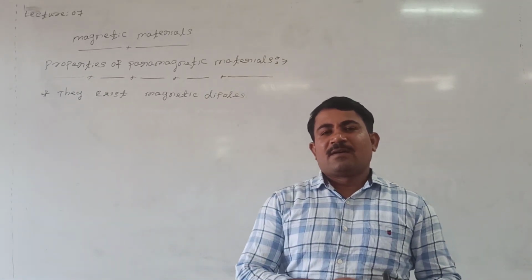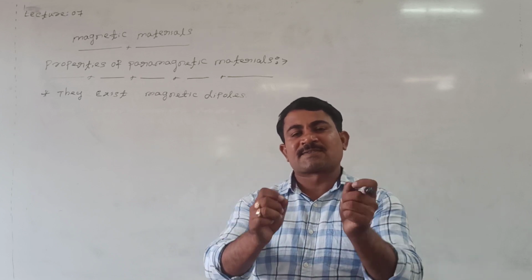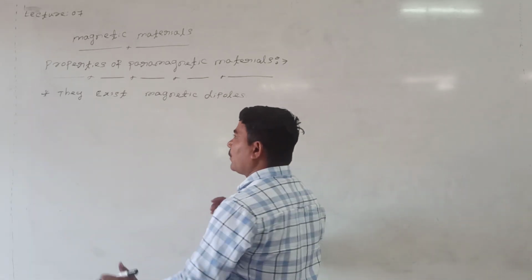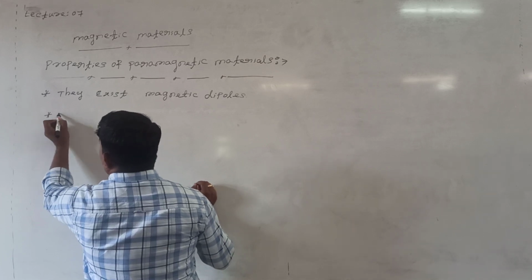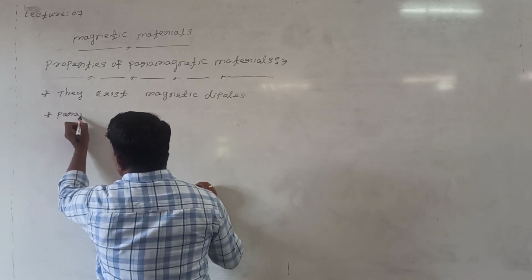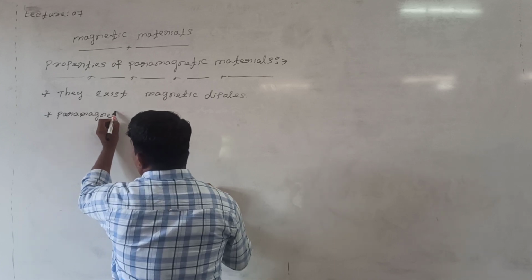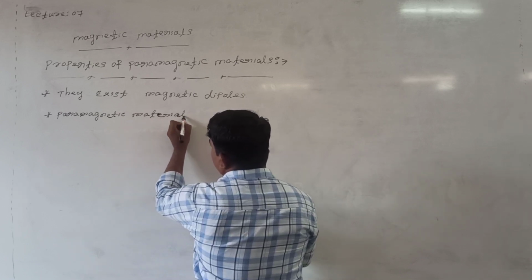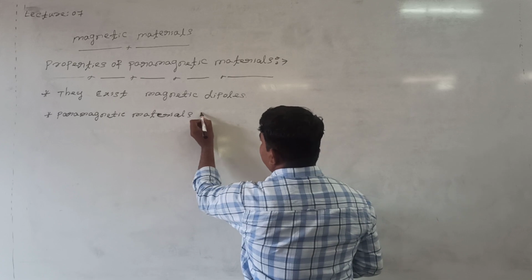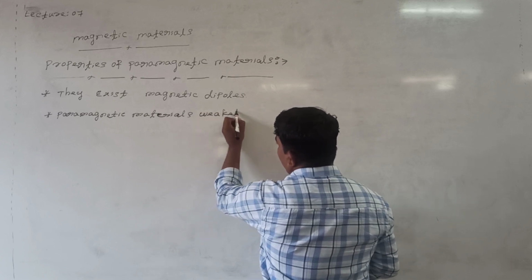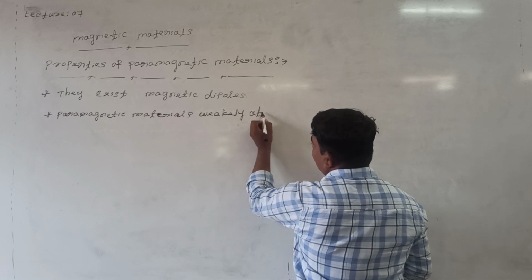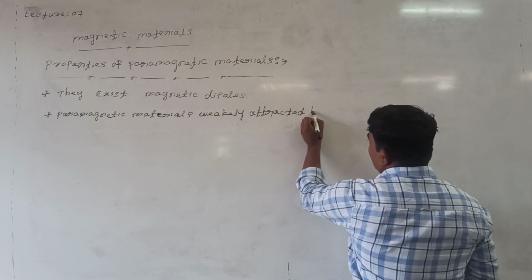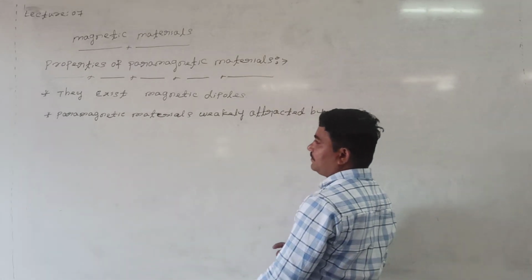Second property. Paramagnetic materials are slightly magnetized along the direction of the applied magnetic field, hence they are attracted. Due to attraction, how to write the property? Paramagnetic materials are weakly attracted by an external magnetic field.